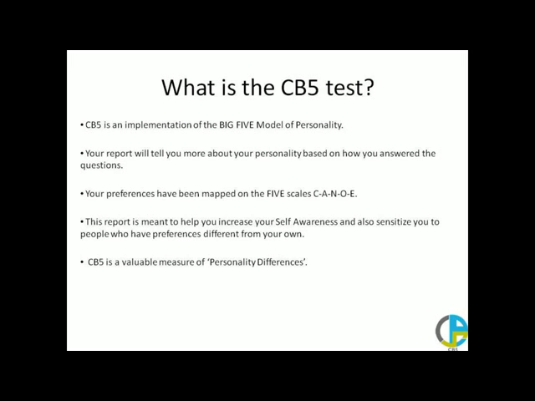The 5 factors are C, Conscientiousness; A, Agreeableness; N, Negative emotionality; O, Originality; and E, Extroversion, and therefore CANOE.